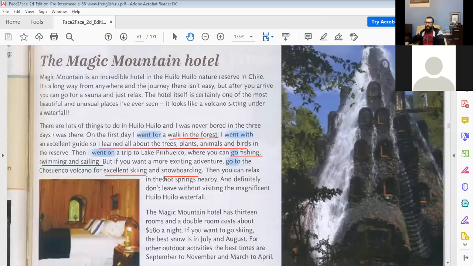Selma? Excellent skiing. Excellent skiing, you mean? Yeah. Skiing, yes, you can go skiing, that's true.